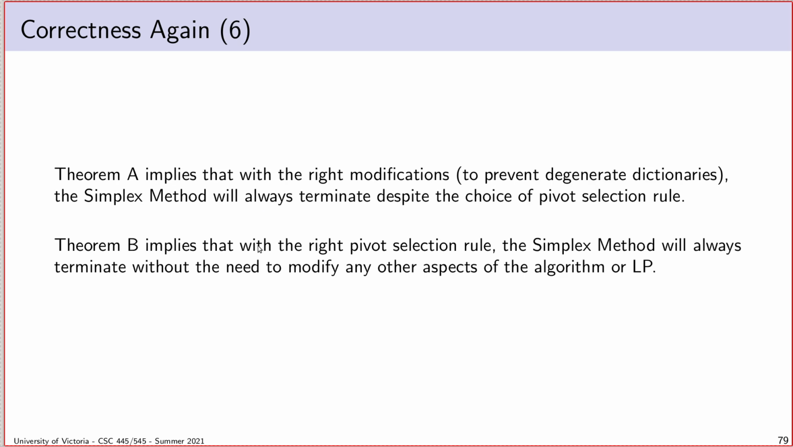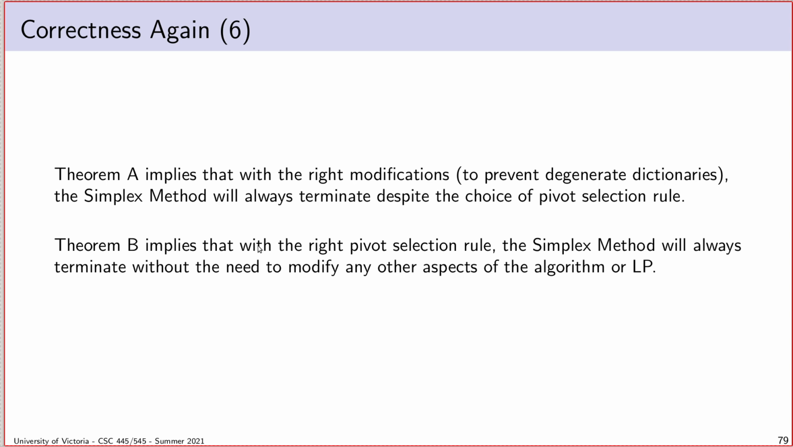But for now, I want to finish off by saying that we have two paths we could have followed here. One, modify the algorithm to prevent degeneracy, or two, make it so that if a degenerate dictionary does occur, we modify the only real choice we have in the current algorithm, which is what is our entering or leaving variable. We modify that selection process to somehow allow us to escape from our cycle.